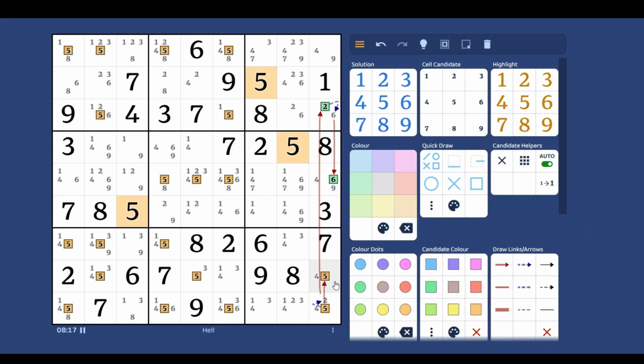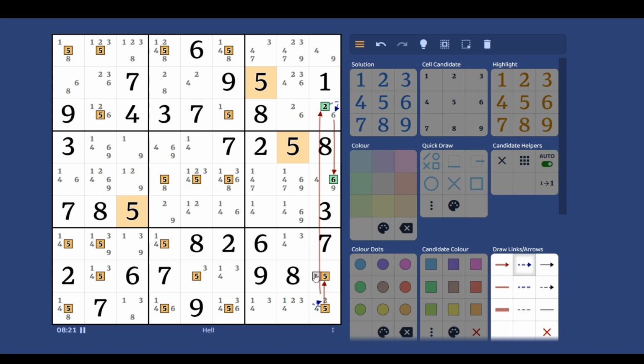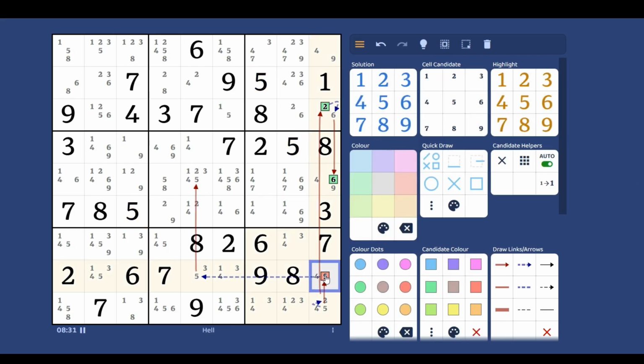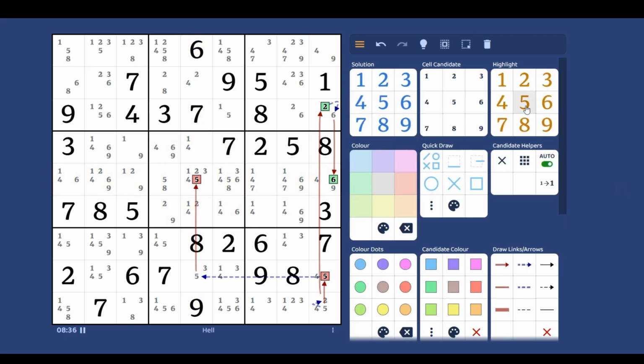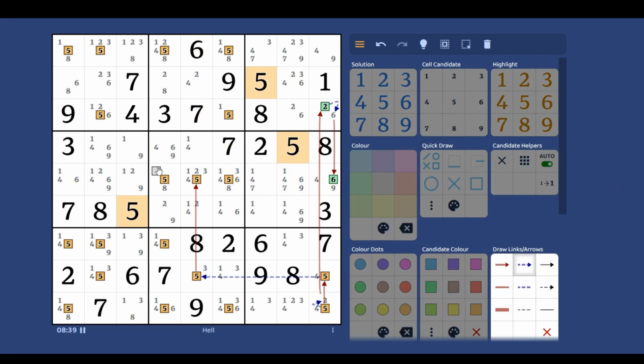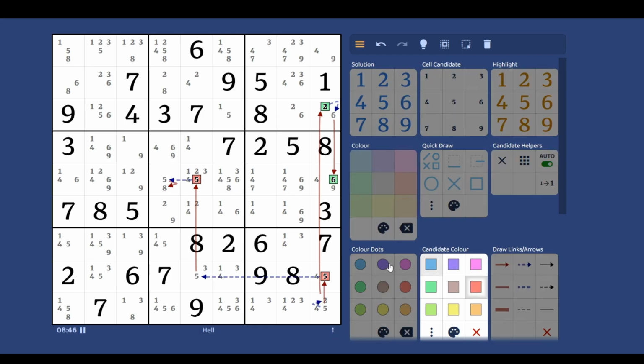And we could say that this 5 is weakly linked to this 5 right here, which is then strongly linked to this 5, which is bilocal in the column. So if this 5 is true, this 5 must also be true. So I want to go ahead and also highlight that in red. And we can see that this 5 is weakly linked to this 5, which is then strongly linked to this 8. So our 8 must also be true in this false chain.